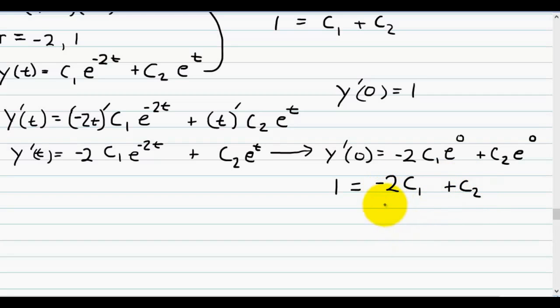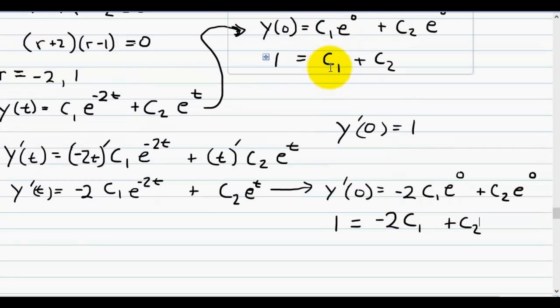So now we can use these two equations: 1 is equal to c1 plus c2, and 1 is equal to negative 2 c1 plus c2. For this one, I'm going to shift the c2 over. So I'm going to say c1 is equal to 1 minus c2.